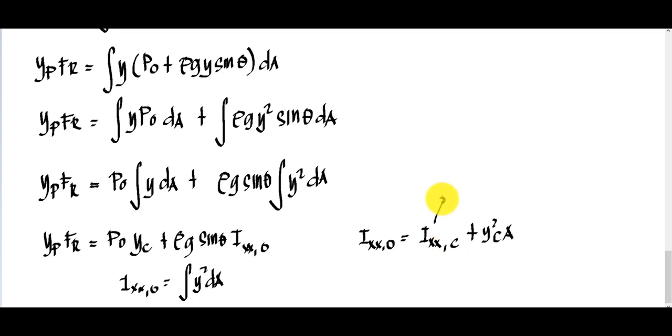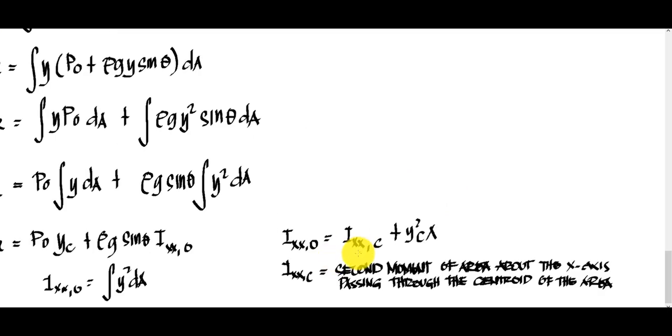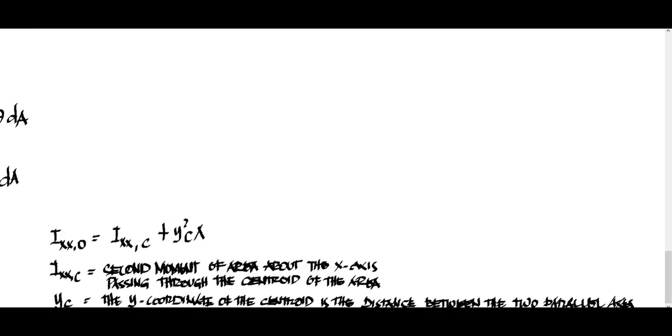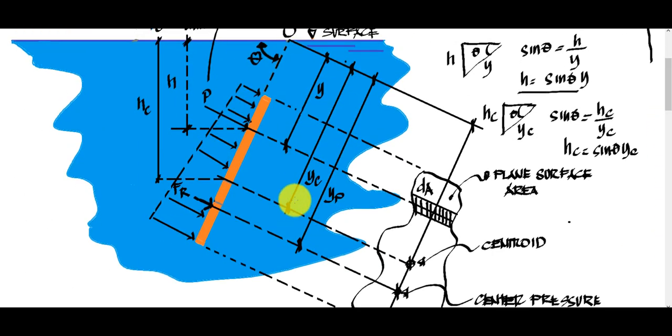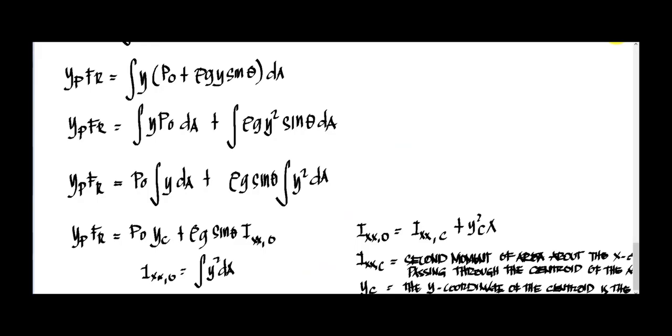Where this one is the second moment of area about the x-axis passing through the centroid of the area. Then we have yc, the y-coordinate of the centroid, which is the distance between the two parallel axes. Looking back at our figure, you have your yc here, the distance from here going there. I forgot to put here our area. So we have here your A.